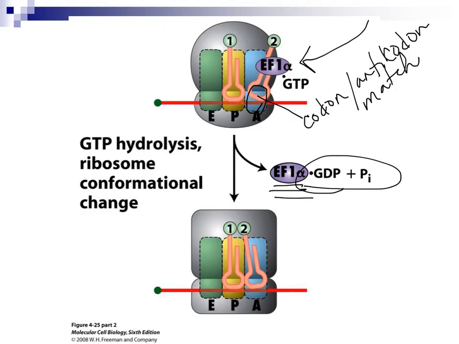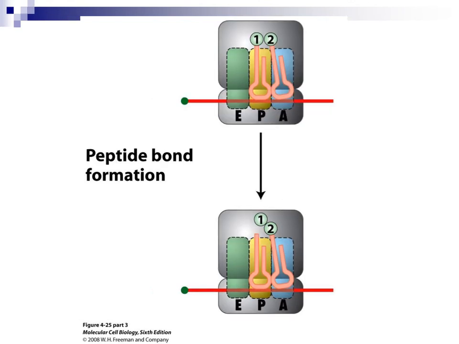Now at this point, you're going to have an association of the amino acids number 1 and number 2 from the two different transfer RNAs, one in the P slot and one in the A slot. This is going to assist in the peptide bond formation between amino acid number 1 and amino acid number 2.